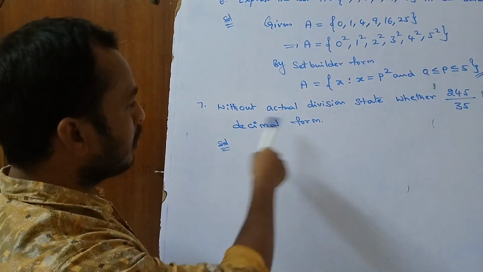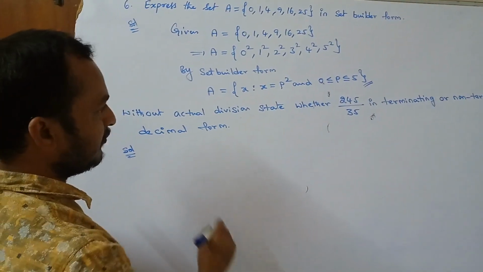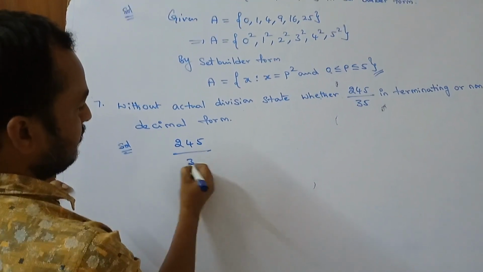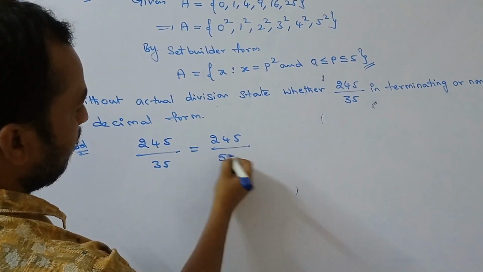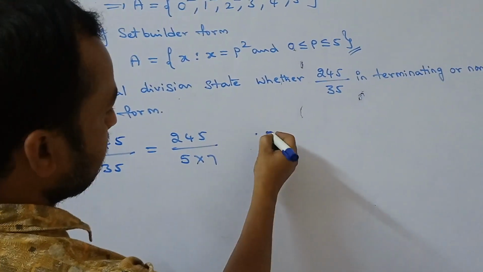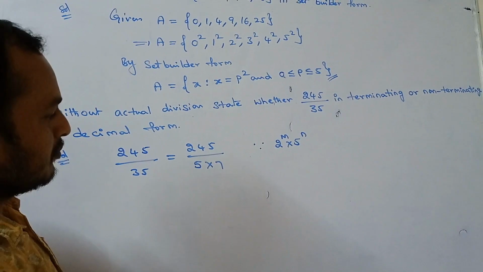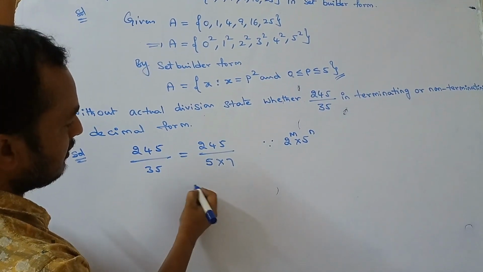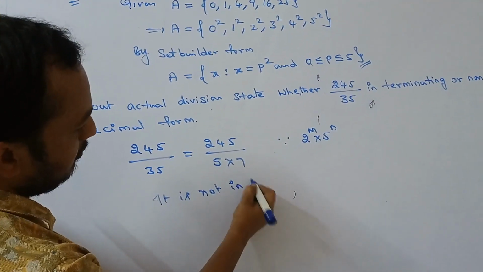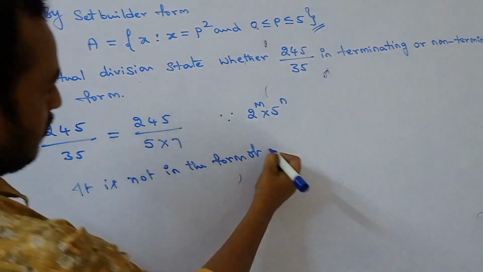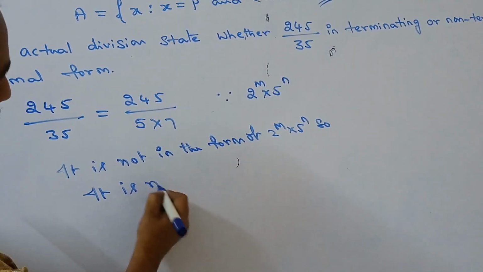Now, seventh question. Without actual division, state whether 245 by 35 is in terminating or non-terminating decimal form. We should consider only the denominator. We can write 35 as 5 into 7. If it is in the form 2 power m into 5 power n, it is terminating; otherwise, not terminating. Here, 5 into 7 is not in the form 2 power m into 5 power n, so it is not terminating.